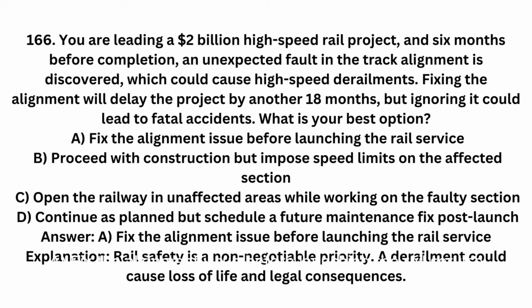A. Fix the alignment issue before launching the rail service. B. Proceed with construction, but impose speed limits on the affected section. C. Open the railway in unaffected areas while working on the faulty section. D. Continue as planned, but schedule a future maintenance fix post-launch.